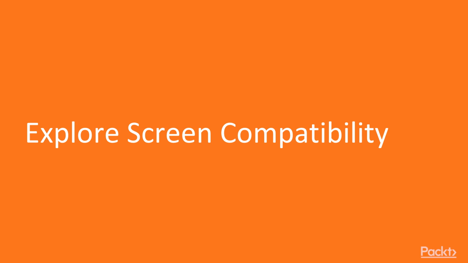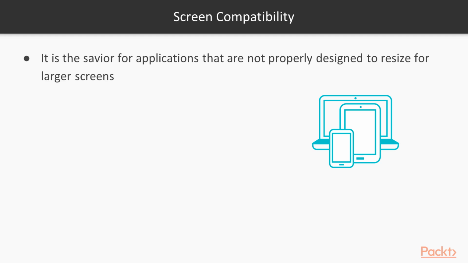In this video, we are going to explore screen compatibility. Since Android 1.6, Android has supported a variety of screen sizes and does most of the work to resize application layouts so that they properly fit each screen. Screen compatibility is the saver for applications that are not properly designed to resize for larger screens, such as tablets. There are two versions of screen compatibility mode with slightly different behaviors.